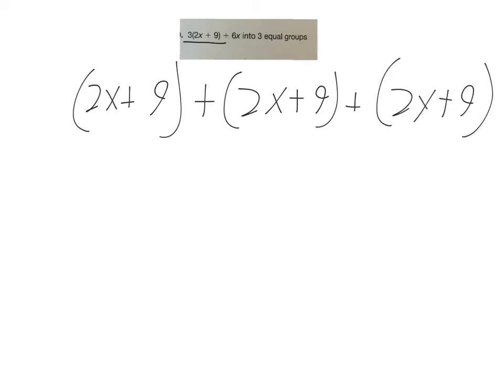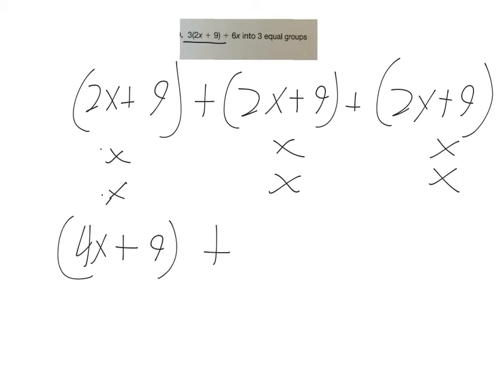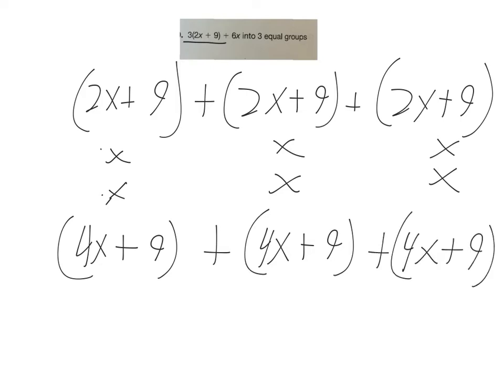And then you have to split the 6x, in which case I could put an x here, an x here, an x here, another x here, another x here, another x here, and then I have 6x. So 4x plus 9 plus 4x plus 9 plus 4x plus 9. That's one way to look at this problem. My initial way to solve this one would be slightly different.